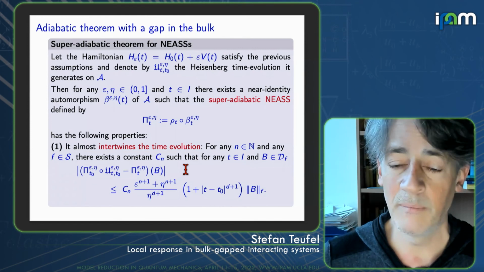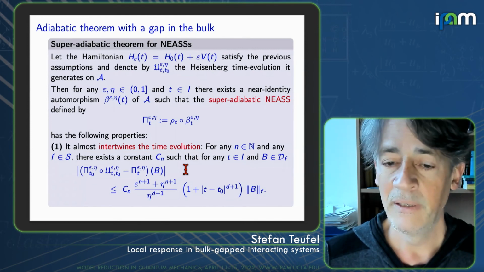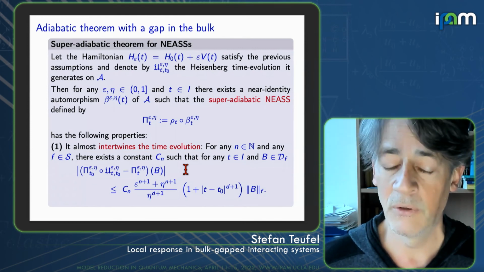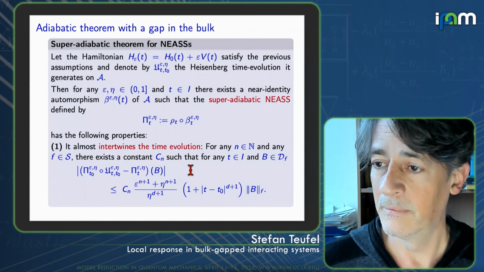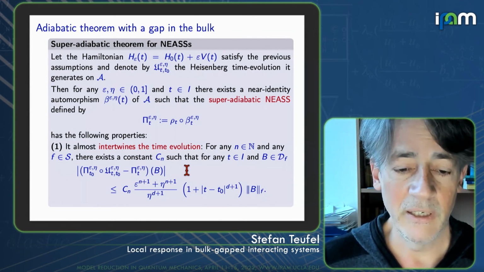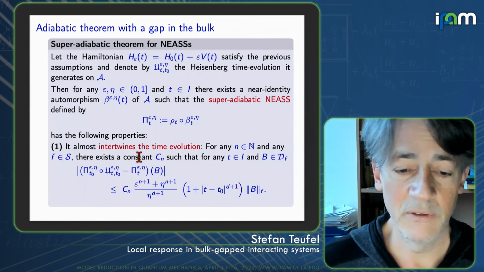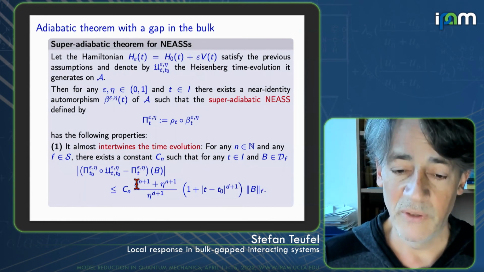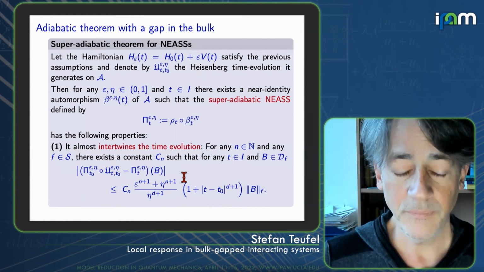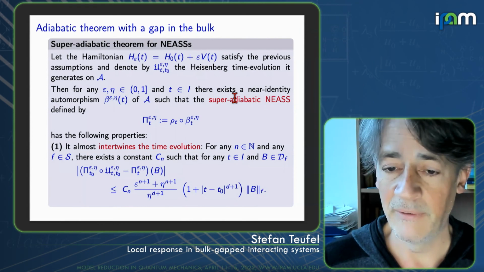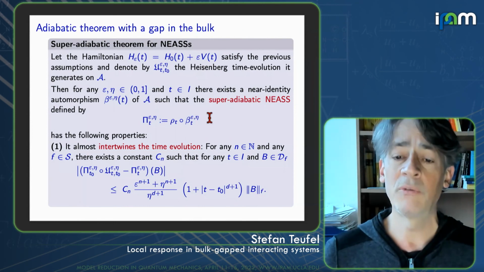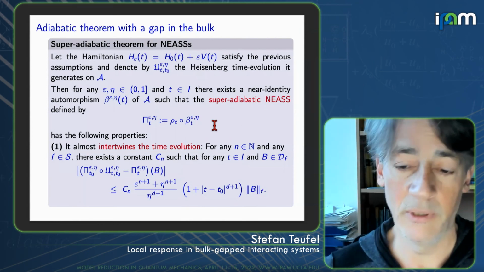And then the constant might depend on the time derivative of the Hamiltonian or its norm and the gap and so on. Okay. So in the standard adiabatic theorem, we would transport ground states to ground states. But if you want to have better estimates here, we have to slightly modify, so to address these ground states locally.